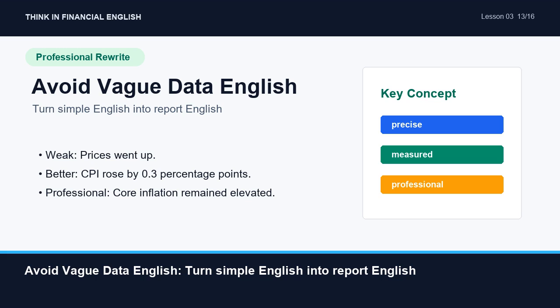Avoid vague data English. Do not only say prices went up. Say CPI rose by 0.3 percentage points. Do not only say the economy is bad. Say GDP growth slowed, PMI fell below 50, or export orders contracted. Professional English is specific. Growth of is often used with GDP, revenue, exports, or earnings. It turns the number into a professional measurement phrase.